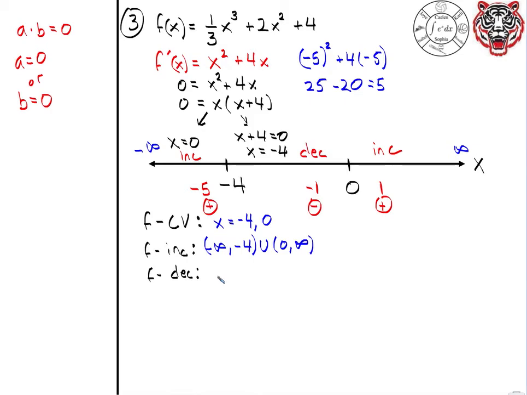And where is f decreasing? Someone aside from Rosalie and Carly? Between -4 and 0, not inclusive. Perfect. I think you guys are ready then. Go ahead and write your summaries. That ends this lesson.